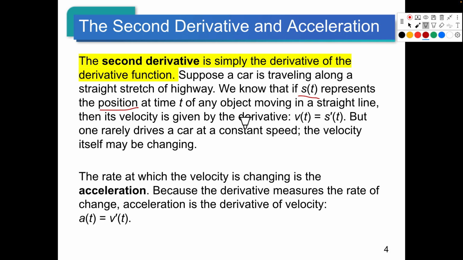That's our position function. When we take the position function's derivative, we get the velocity, which we think of as directed speed. So it could be positive or negative, depending upon which direction we're going. That's what velocity is: speed with direction.